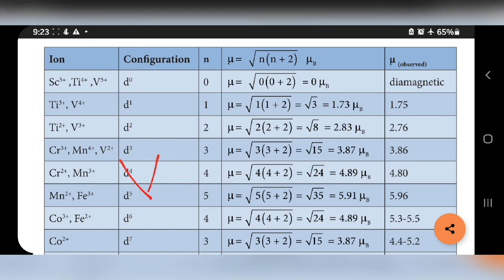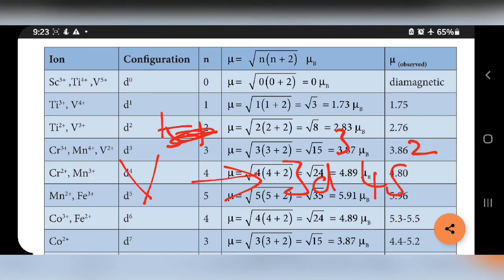Like that we can work out vanadium 5 plus also. For vanadium the electronic configuration is 3d3 4s2. For vanadium 5 plus you have to remove 5 electrons, so 2 electrons are removed from 4s and 3 electrons from 3d, so the electronic configuration is d0. Like that we can calculate the electronic configuration or magnetic moment for any ion.